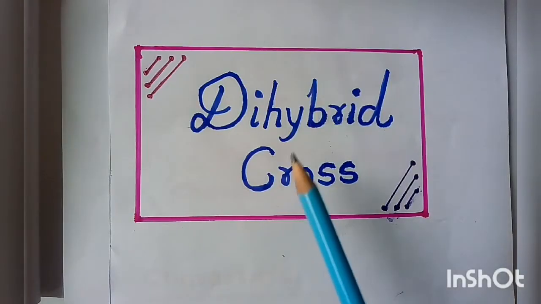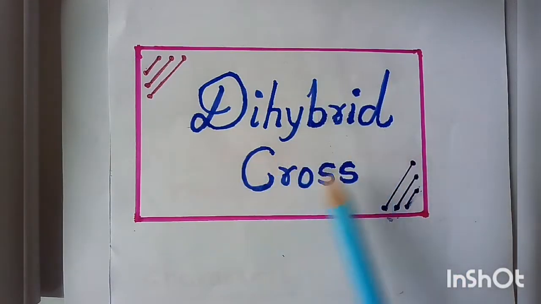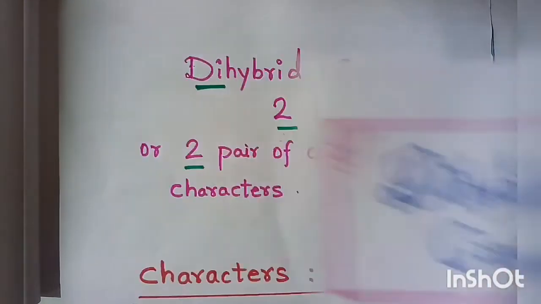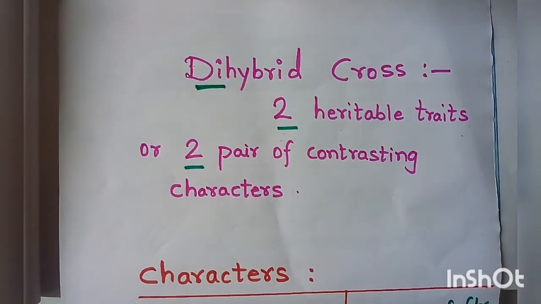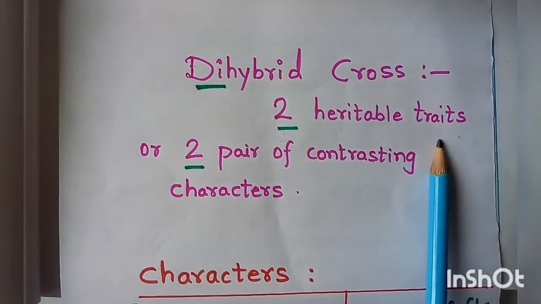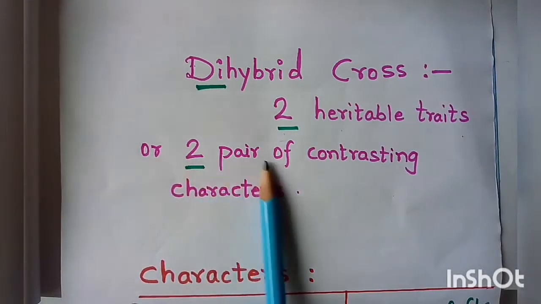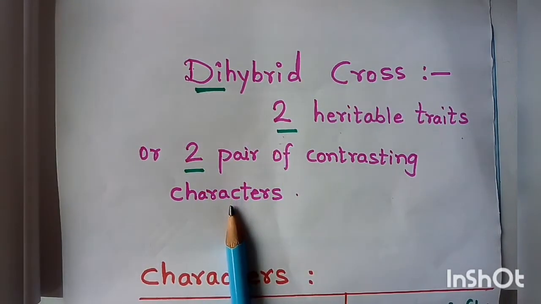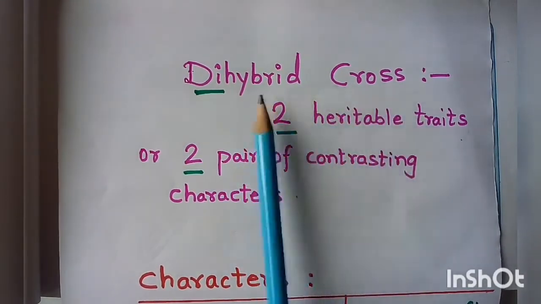Students, today we'll study dihybrid cross. Now what is dihybrid cross? A cross between parents differing in two heritable traits or two pairs of contrasting characters is called a dihybrid cross.